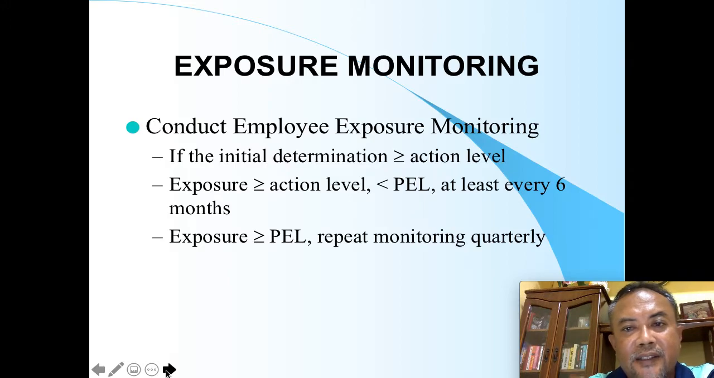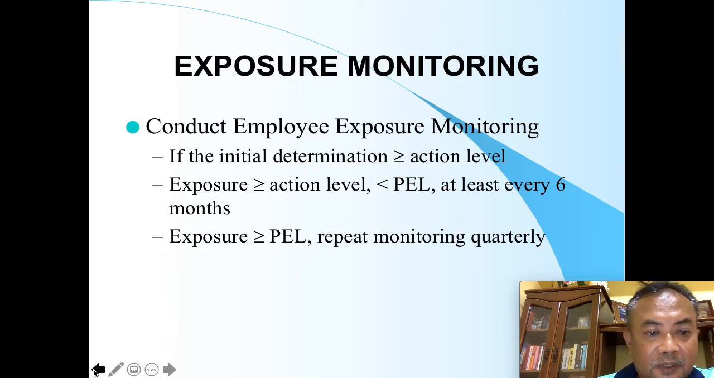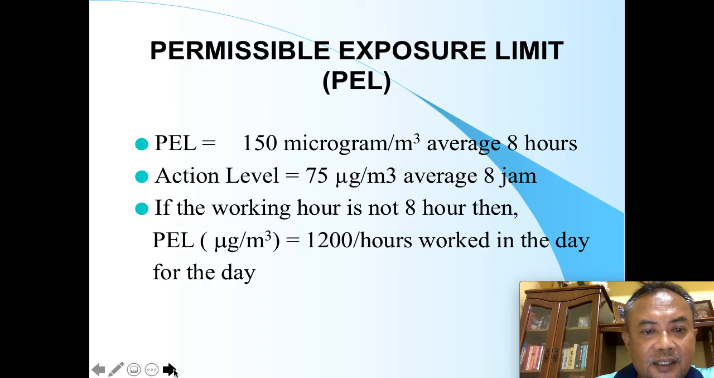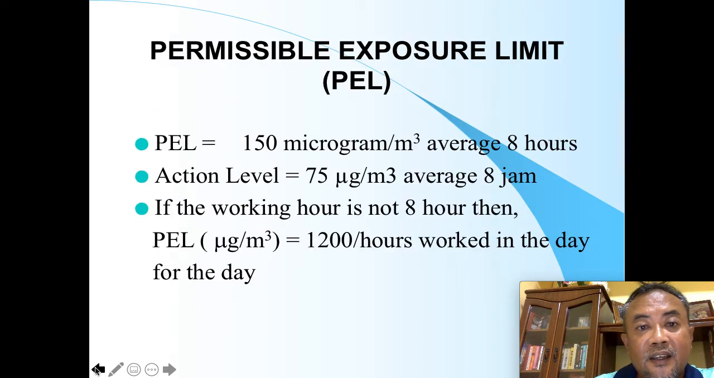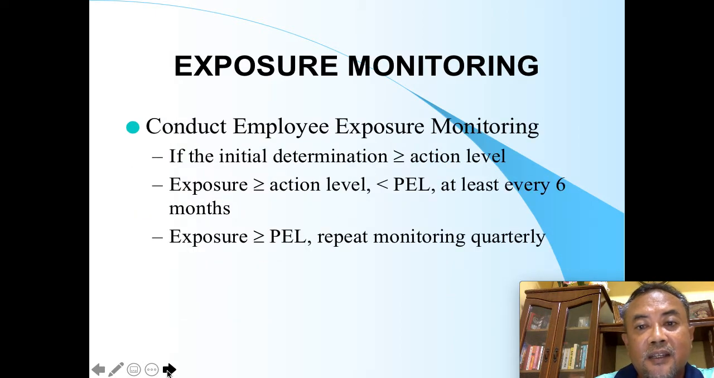If the exposure is more than the action level and below the permissible exposure level, they have to monitor at least every 6 months. So they have to do the initial determination if the exposure is more than 35 micrograms per cubic meter. If the exposure is more than the action level of 75 and below the permissible exposure limit of 150, they have to do it every 6 months. Then if the exposure is more than the permissible exposure limit, repeat monitoring quarterly, 3 months once, which is 150 micrograms.